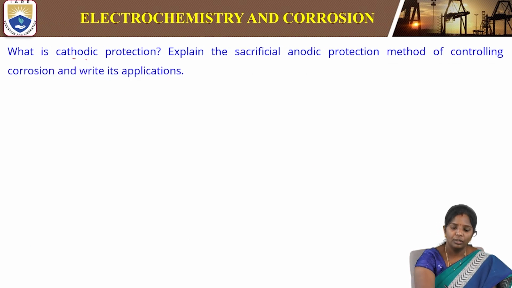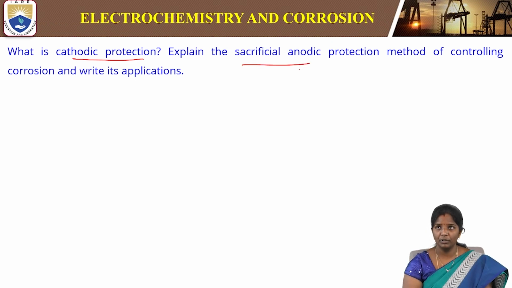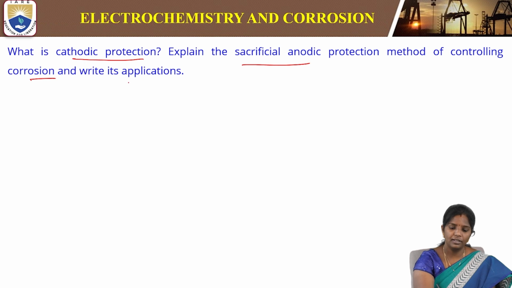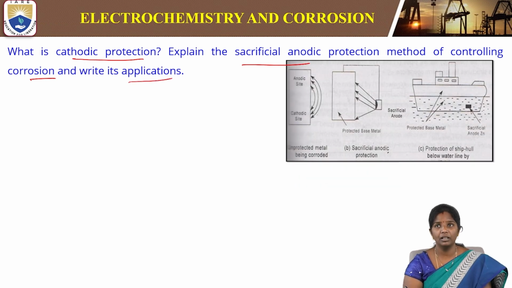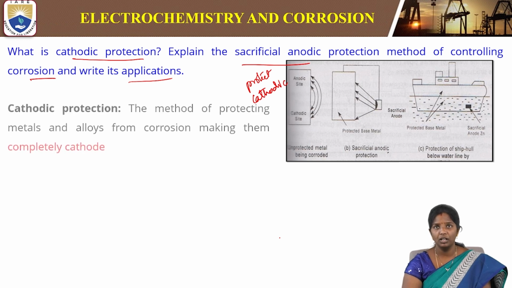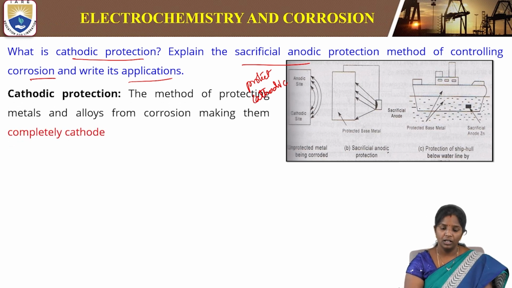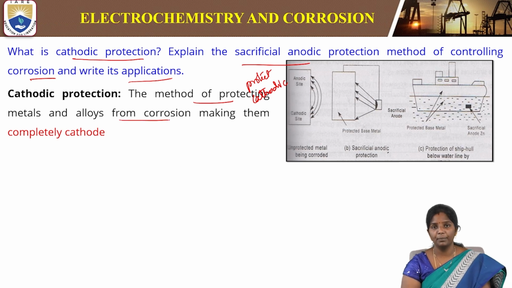Next, what is cathodic protection? Explain the sacrificial anodic protection method of controlling corrosion and its applications. Cathodic protection is where the metal which we need to protect is made cathodic, so that it will not react with the atmosphere or the moisture, and therefore it will avoid corroding. So it is the method of protecting metals and alloys from corrosion by making them completely cathode.